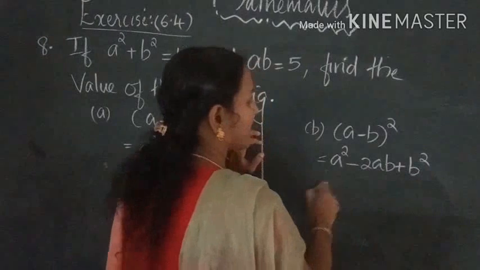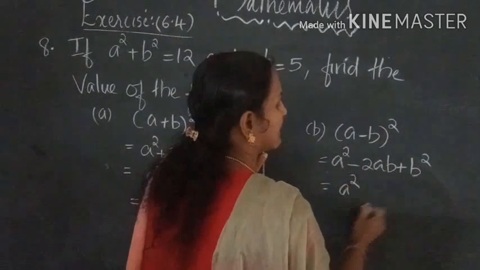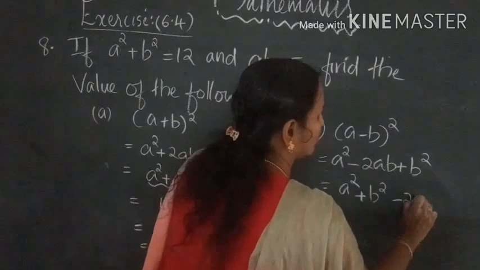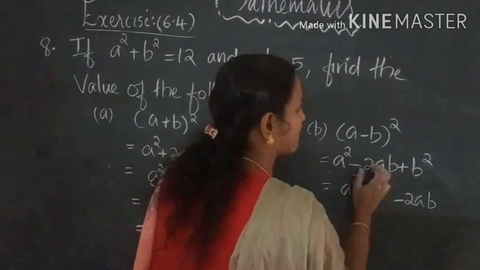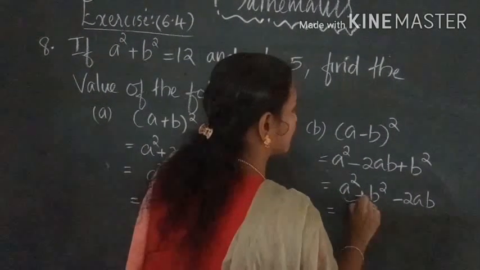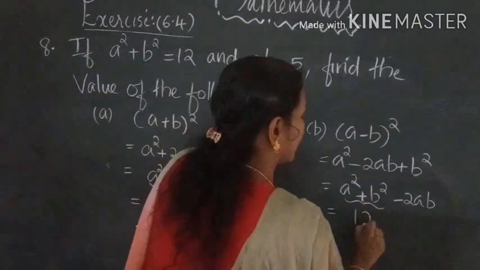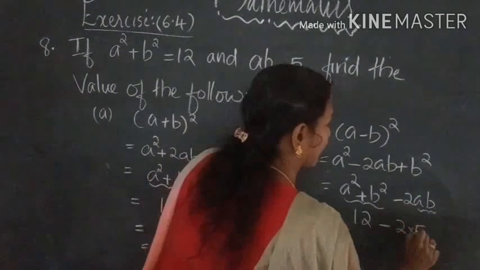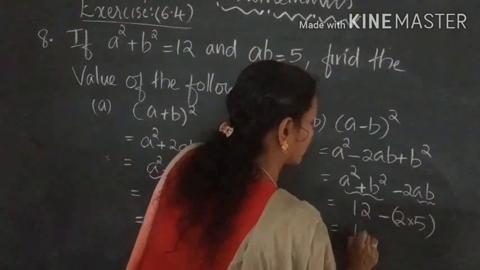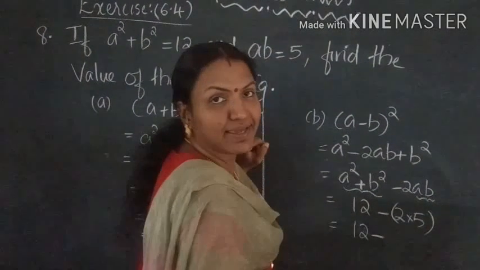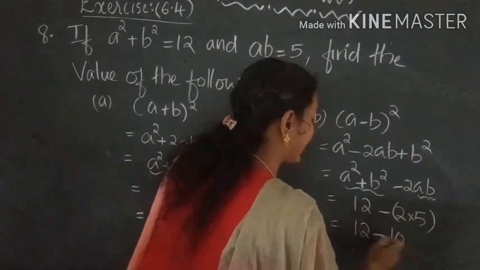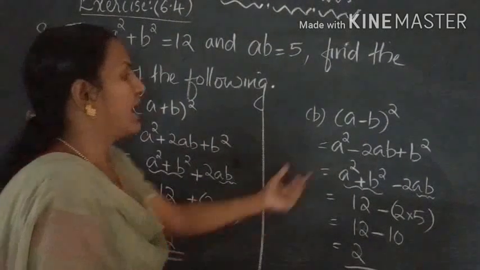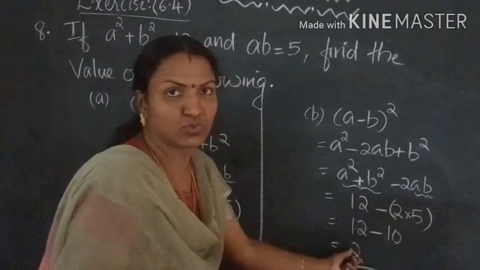Next, option B, a minus b the whole square is equal to a square minus 2ab plus b square. Arrange the terms: a square plus b square minus 2ab. Then a square plus b square is 12, minus 2 into ab, 5. So 12 minus 2 into 5, 10. 12 minus 10 is 2. So a plus b the whole square is 22 and a minus b the whole square is 2.